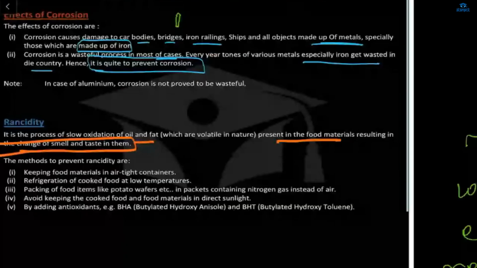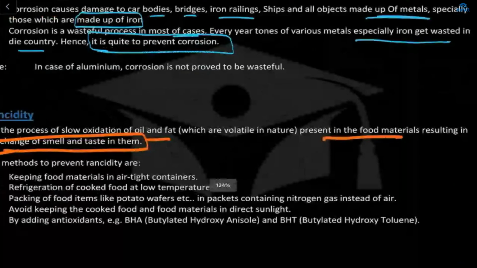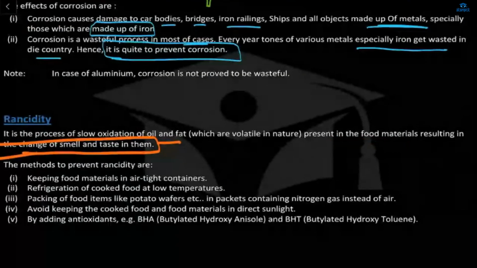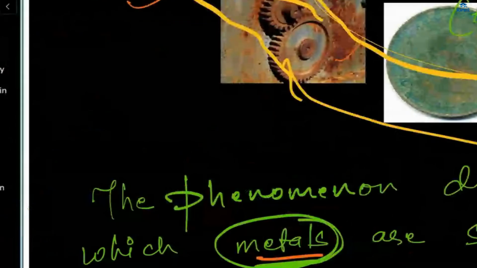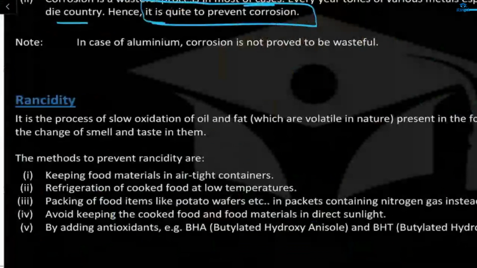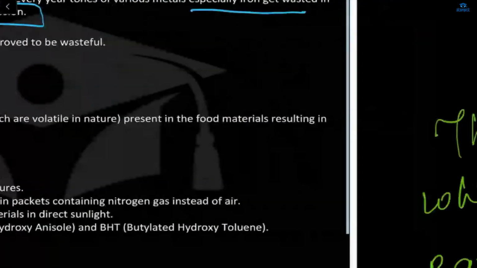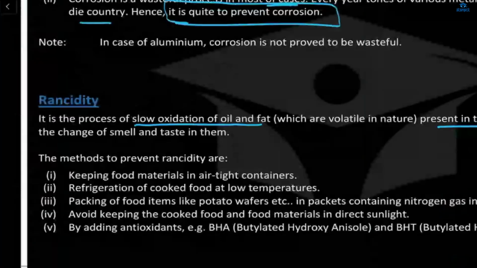Now, what is rancidity? Any idea what is rancidity? Slowly rusting or something? No, it is about food. See this apple sandwich. This is an example of rancidity. Now, what is rancidity? It is the process of slow oxidation of oil and fat present in food material, resulting in a change of smell and taste in them.